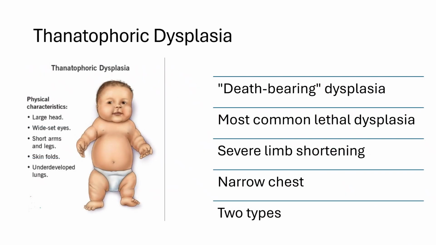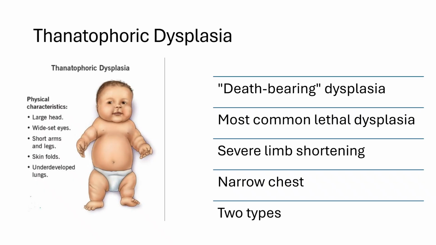When you encounter Thanatophoric dysplasia, you're facing one of the most challenging situations in neonatal care, a condition whose very name means death-bearing and reflects the grave prognosis these babies face. Understanding this condition requires recognizing it as fundamentally different from achondroplasia, even though both involve skeletal abnormalities. To help you grasp the severity, think of Thanatophoric dysplasia as representing the extreme end of the skeletal dysplasia spectrum.